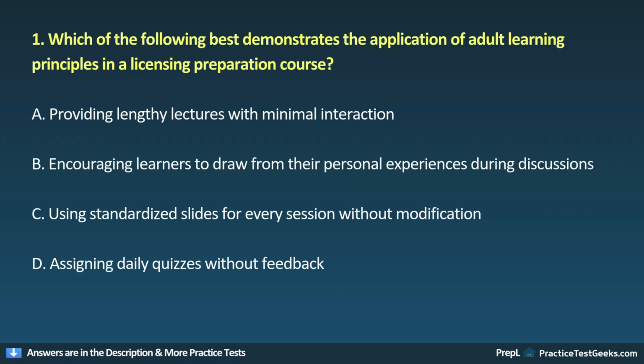1. Which of the following best demonstrates the application of adult learning principles in a licensing preparation course? A. Providing lengthy lectures with minimal interaction. B. Encouraging learners to draw from their personal experiences during discussions. C. Using standardized slides for every session without modification. D. Assigning daily quizzes without feedback.